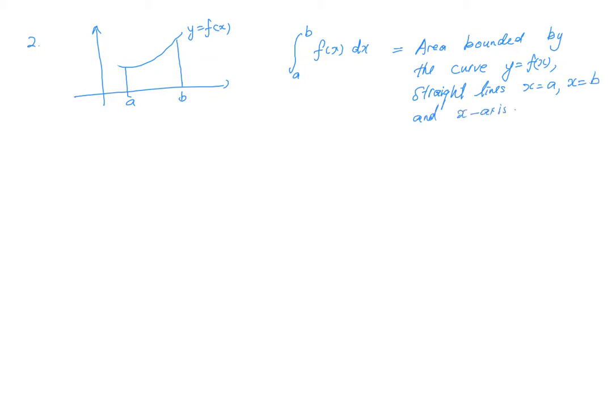So there are altogether 4 boundaries. 1, 2, 3, 4. So it gives you the area. Are you clear?